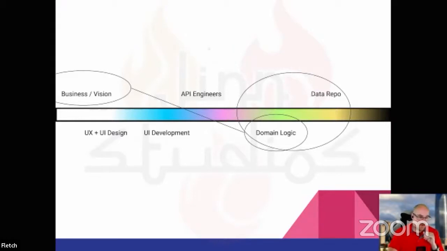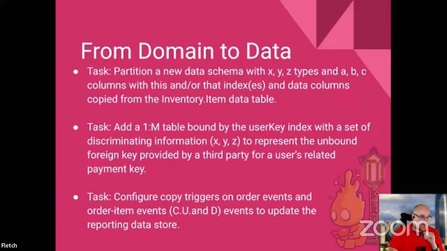Got a couple more items here on our gradient. So the domain devs, now they're working with the data. So that's what we're going into now. The domain devs are working with the DBAs and such. And the data devs or the DBAs say, partition a new data schema with these data types and these columns and these indexes and the data columns copied from the inventory.item data table. And I don't need to read the rest of them, but the general idea is the further you get from the business, the more technical you're getting.